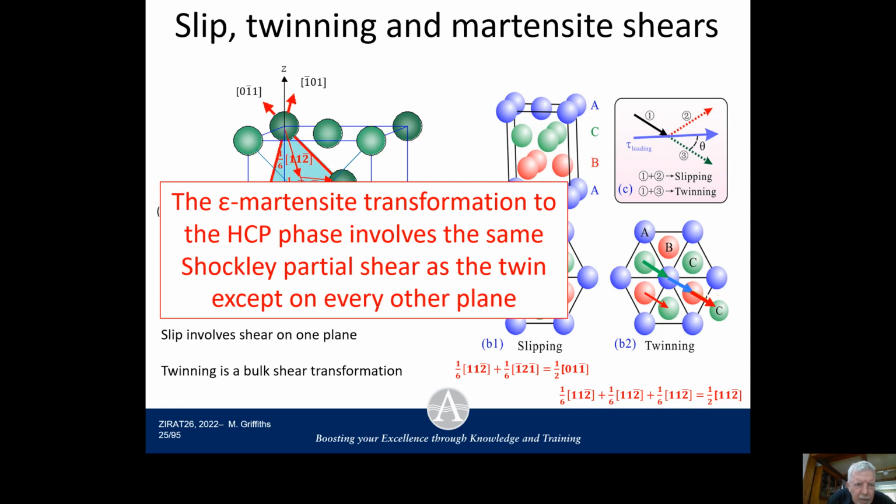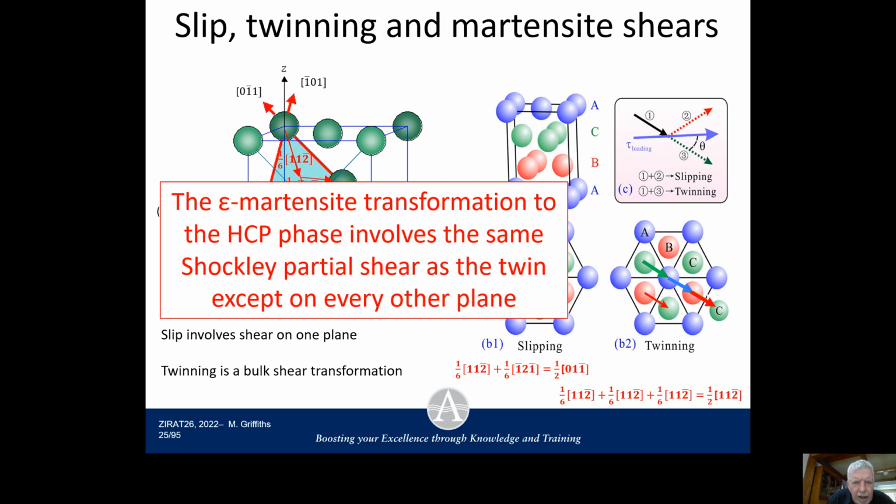Slip typically takes place by the combination of two Shockley partials, 1/6 <11-2>, and they give you a displacement of half <110> on a {111} plane. And this is illustrated here.